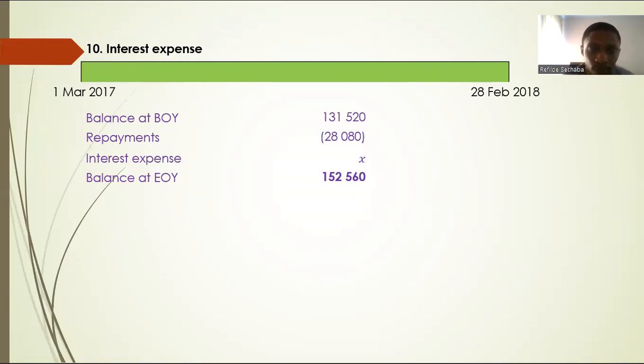Now, how do we calculate X? You just do the reverse operation. You will plus 28,080 and then minus 131,560. So you minus what's positive and then you add what's negative. And this is what you will get, which is your X. Your X in this case will simply be 49,120. Hence it will be recorded in the statement of profit or loss.